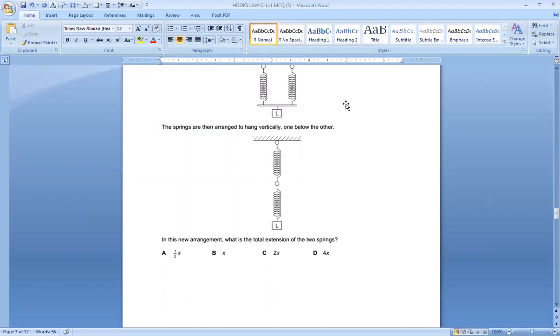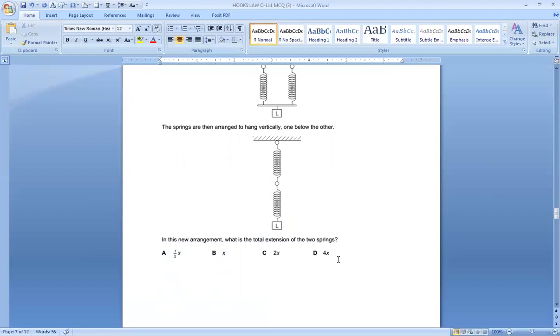Half load was causing an extension of x. Full load will cause the extension to double in each spring. So in one spring, there will be an extension of 2x. In the other spring, there will be an extension of 2x. Extension of 2x in both springs, because they are not helping each other. Both are carrying load L. So the total extension of the two springs will be 4x.